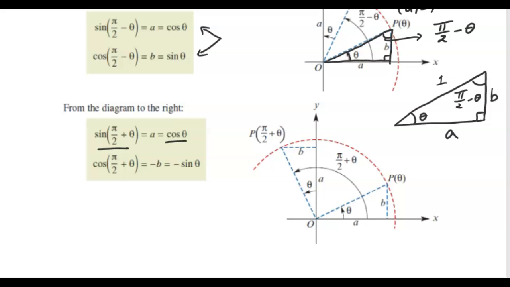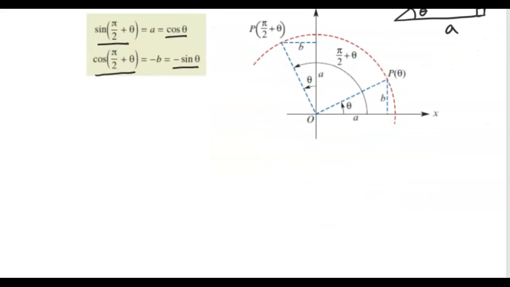Now, cos of an angle in the second quadrant. In the second quadrant, cos is negative, right? So cos of the complementary angle is equal to sine theta, but because it's in the second quadrant, it's going to be equal to a minus sine theta. We can write similar relationships for the third and the fourth quadrant.